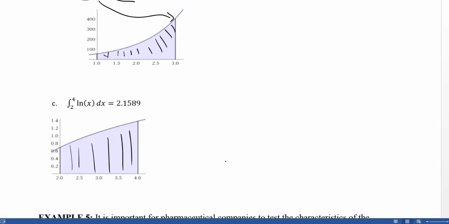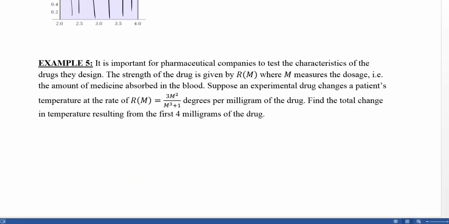Let's look at a word problem example. Example 5. It's important for pharmaceutical companies to test the characteristics of the drugs they design. The strength of the drug is given by R of M, where M measures the dosage or the amount of medicine absorbed in the blood.